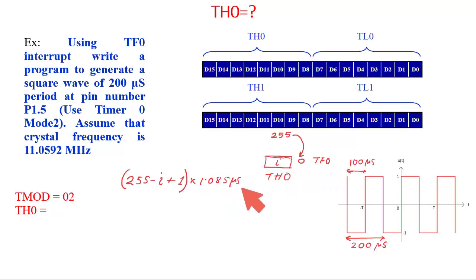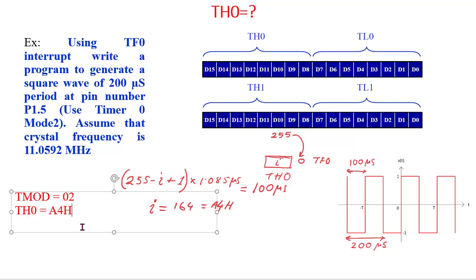So no doubt this should be our required 100 microseconds. Now from here, if we calculate, we will get the value of I equal to 164 in decimal, which is equal to A4 in hex. Here I have written TH0, this is actually TL0, and the value of this TL0 will come from TH0. So the initial value of TH0 will be A4 in hex.